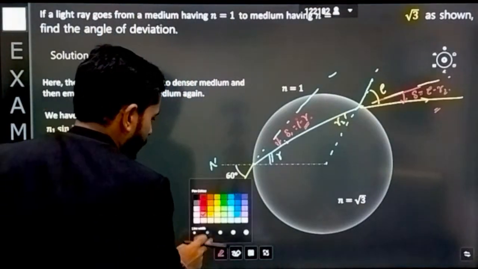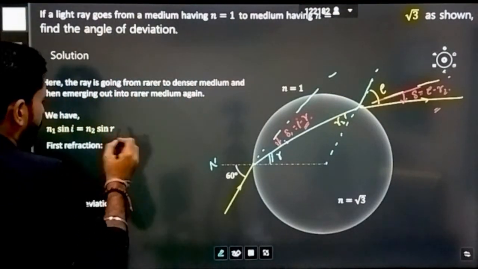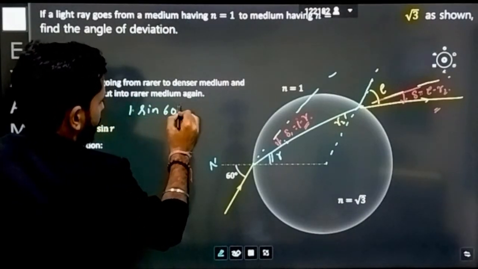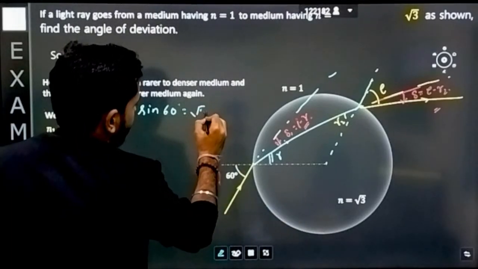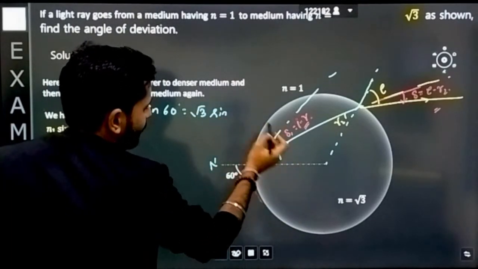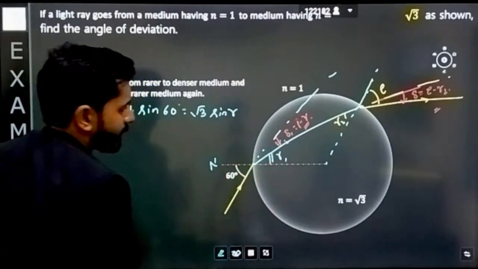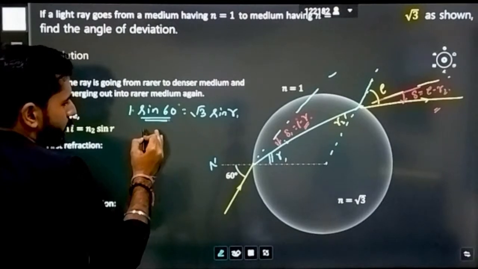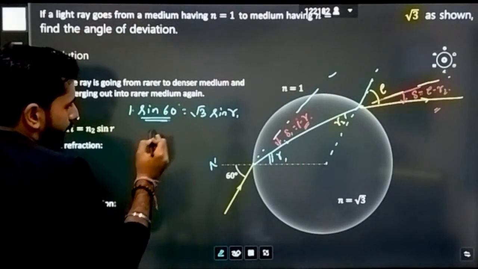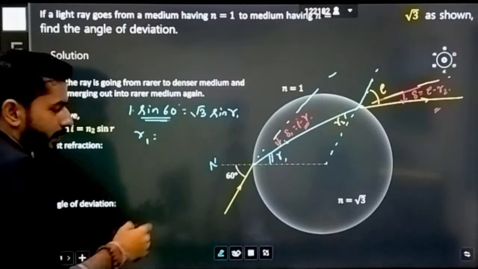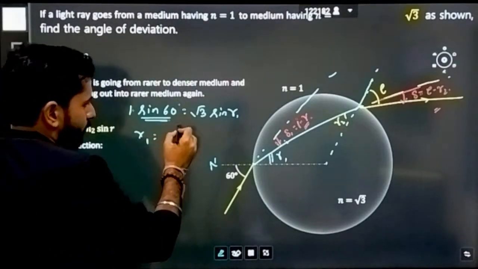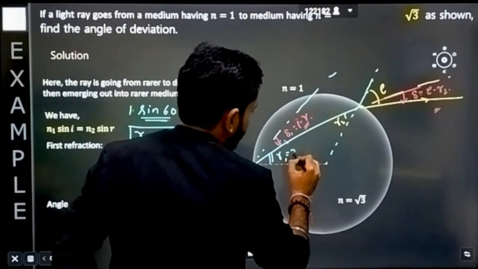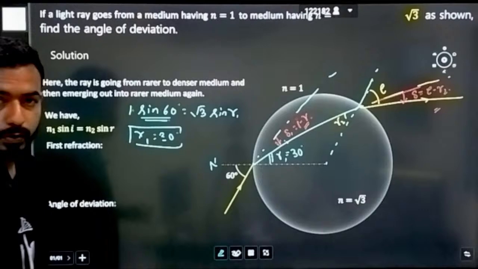Now we have to calculate the basic values. See, what will you be writing? 1 into sine of 60 is equal to n, where n is root 3, into sine of R1. Let's name this as R1. So we have to first calculate what R1 is. Sine of 60 is root 3 by 2. Root 3 cancels, and here it is 1 by 2. That means sine of R1 is equal to 1 by 2, so R1 is equal to 30 degrees.